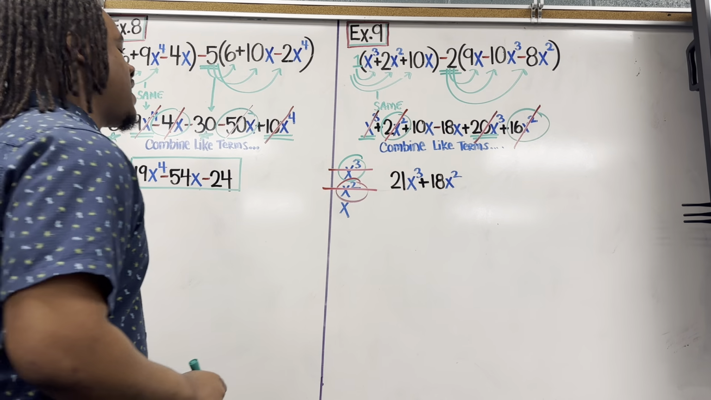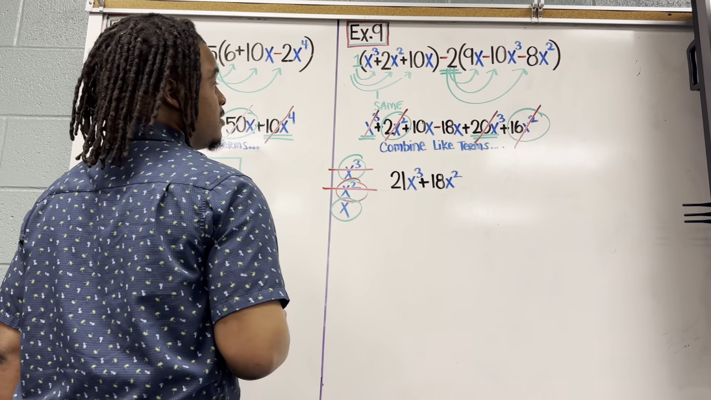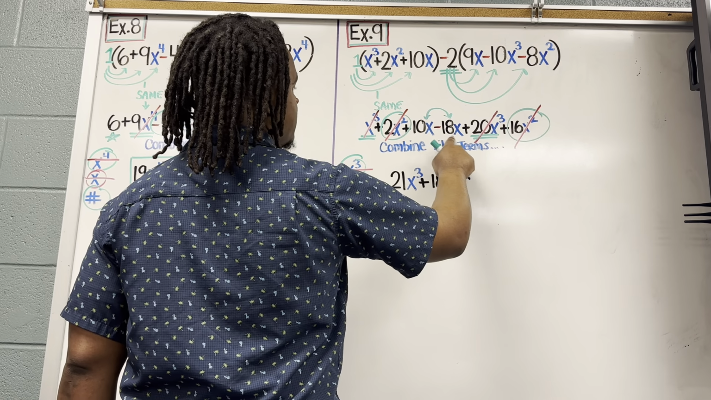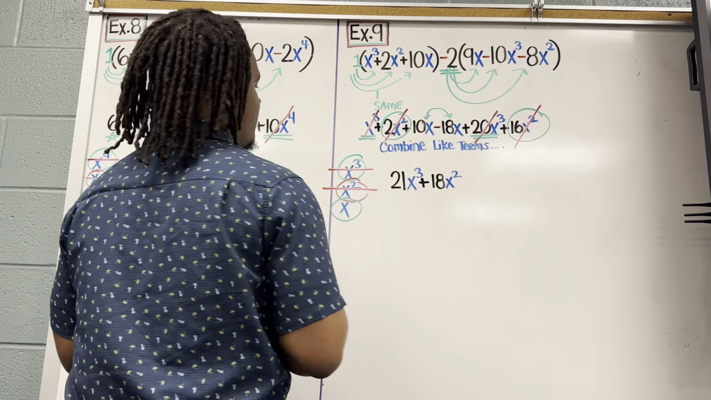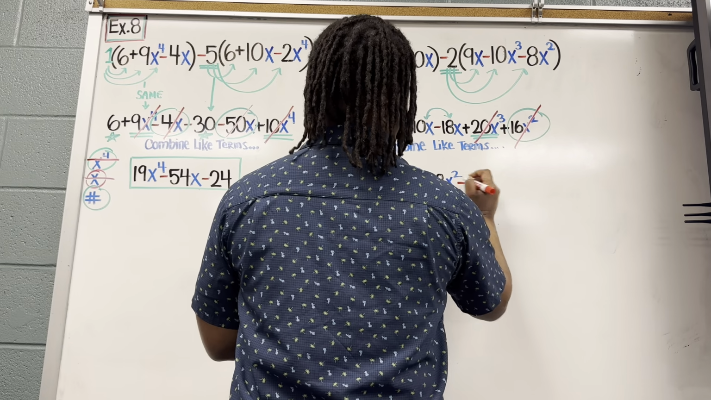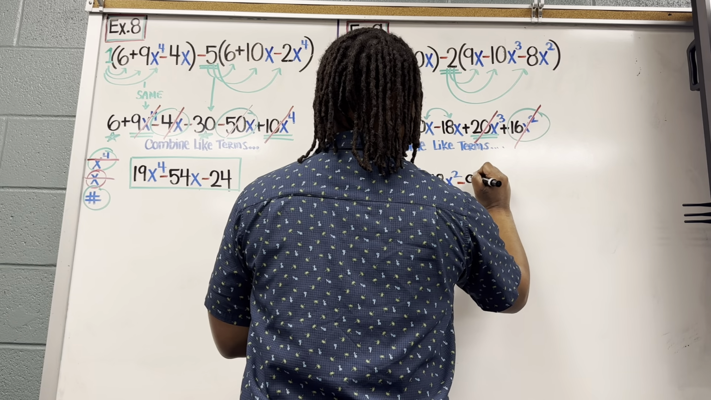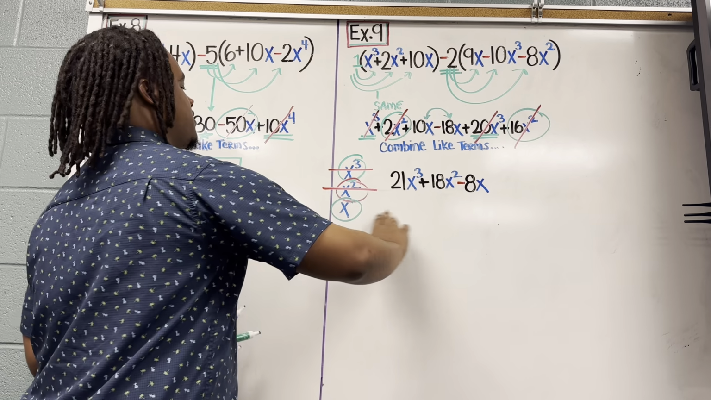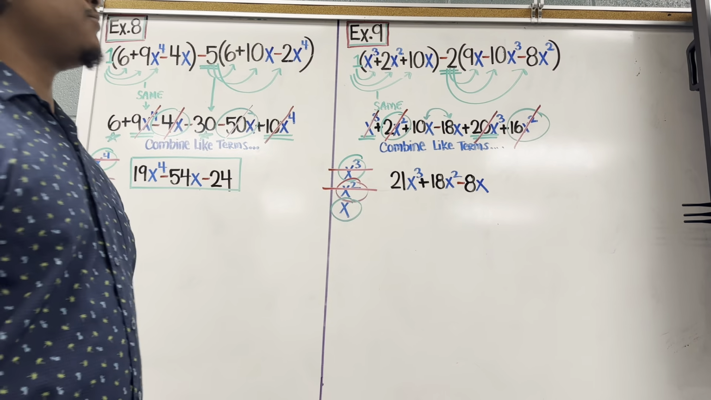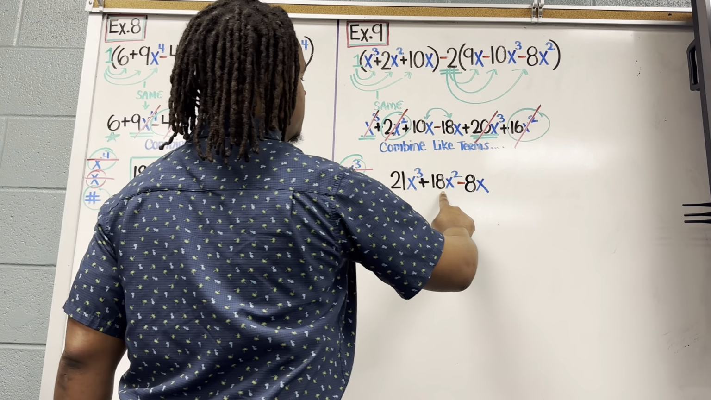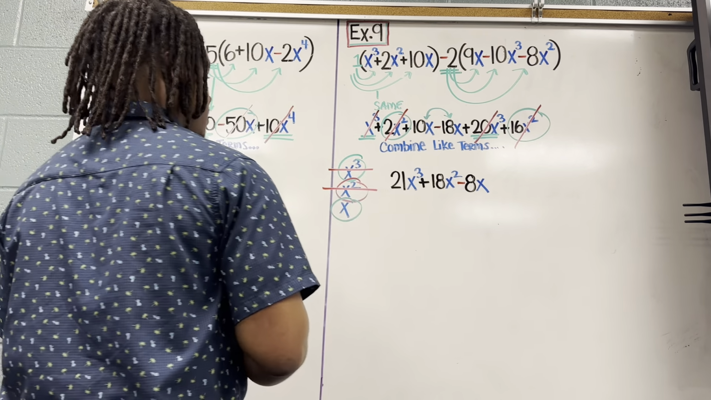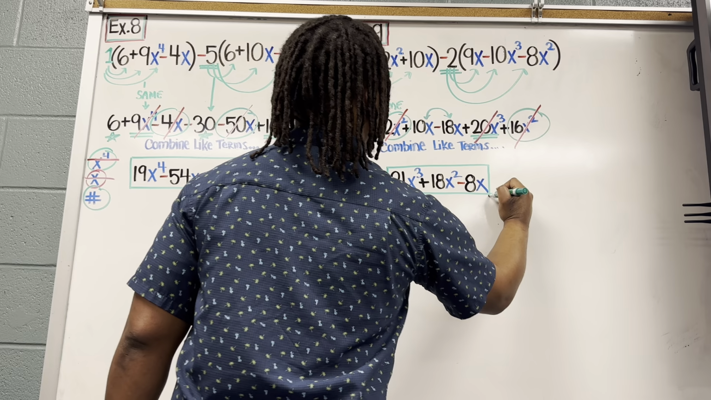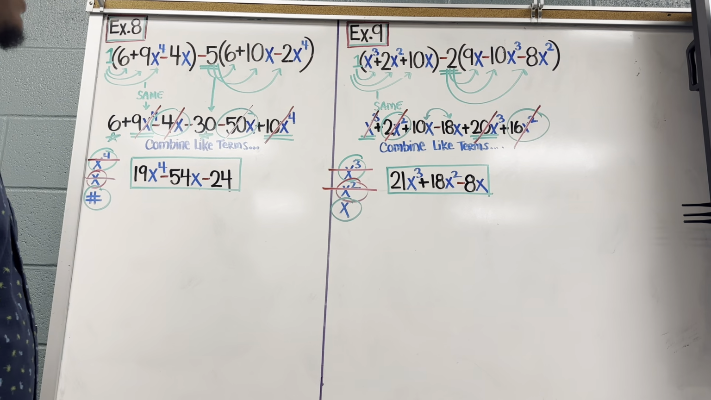And then the last but not least, guys, is just x to the 1st power, or just x. And it's going to be these last 2 values, which is 10x minus 18x. 10 minus 18 is a negative 8. So that's going to be a negative 8x, or minus 8x. Okay? So this is the most simplified version of our expression, which is 21x to the 3rd power plus 18x to the 2nd power minus 8x. Okay, and then that right there will be our final answer.